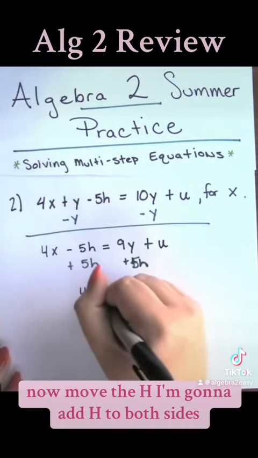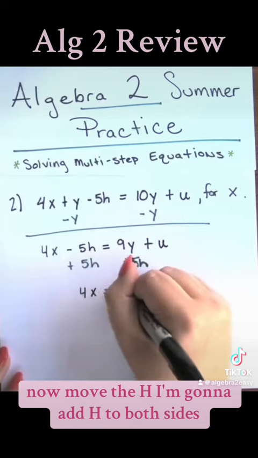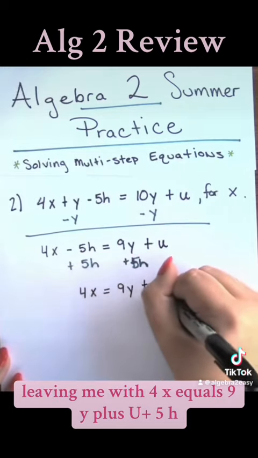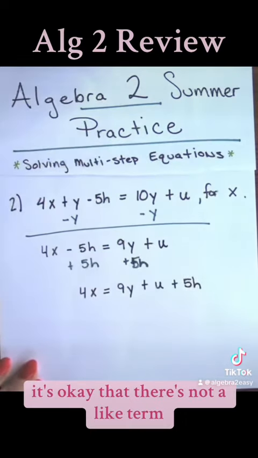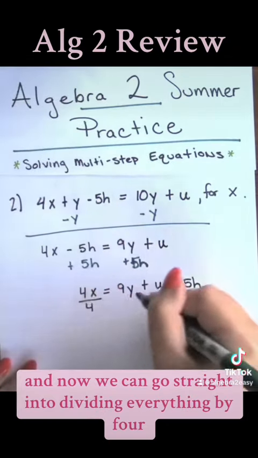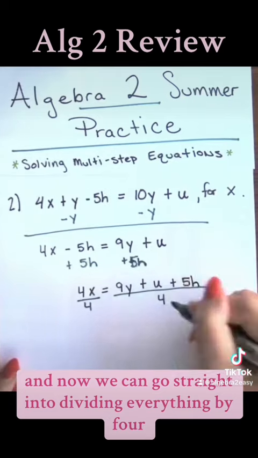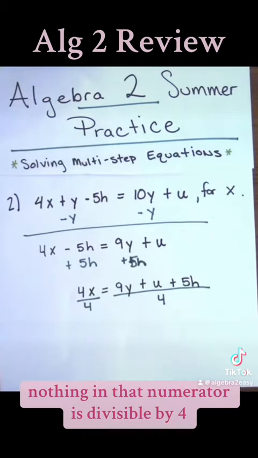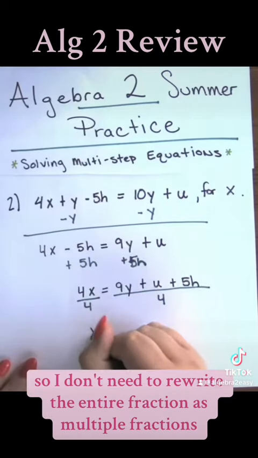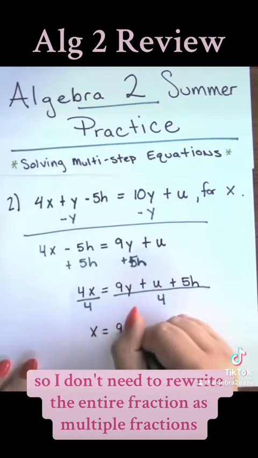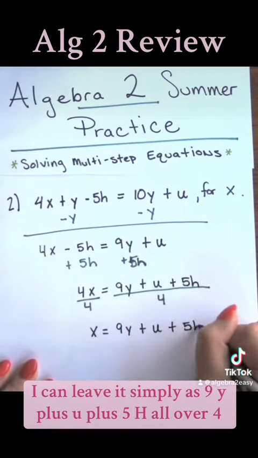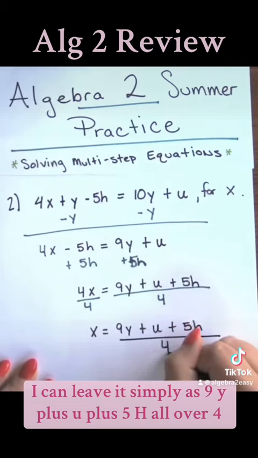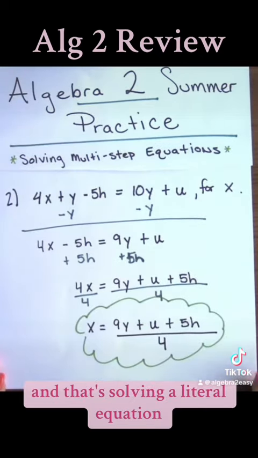Now move the h. I'm going to add h to both sides, leaving me with 4x equals 9y plus u plus 5h. It's okay that there's not a like term, and now we can go straight into dividing everything by 4. Nothing in that numerator is divisible by 4, so I don't need to rewrite the entire fraction as multiple fractions. I can leave it simply as 9y plus u plus 5h all over 4. And that's solving a literal equation.